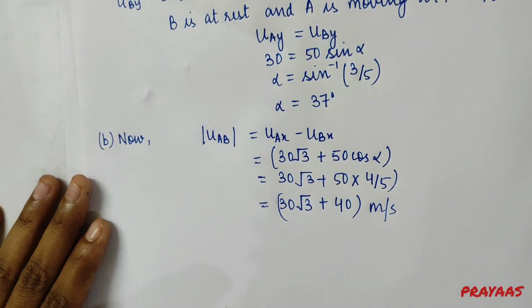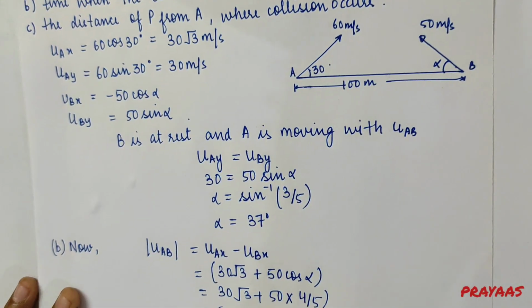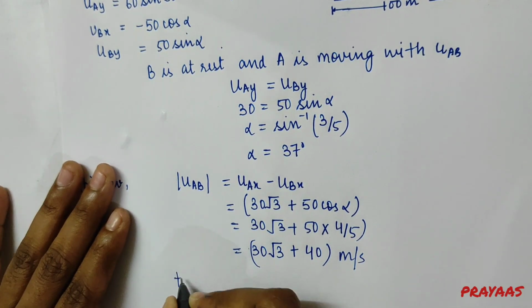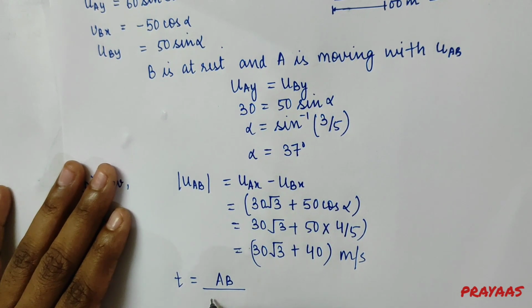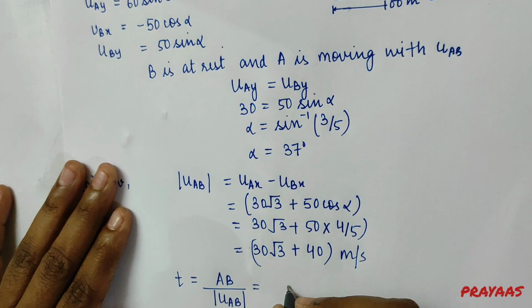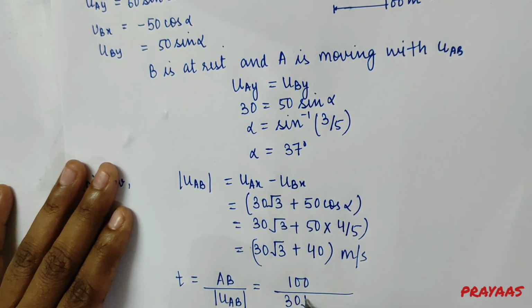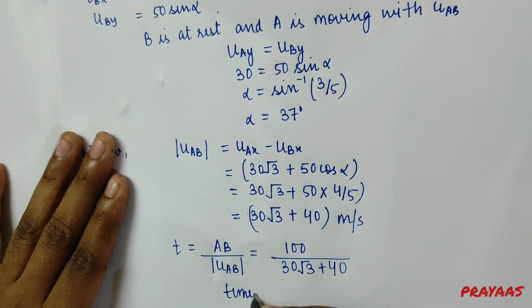For finding time of flight, it will be AB upon UAB. That is distance upon speed. So time will be distance upon speed. Distance is AB and speed is the magnitude of UAB. So the distance AB is 100 and UAB is 30 root 3 plus 40. This will come out to be 1.09 seconds.